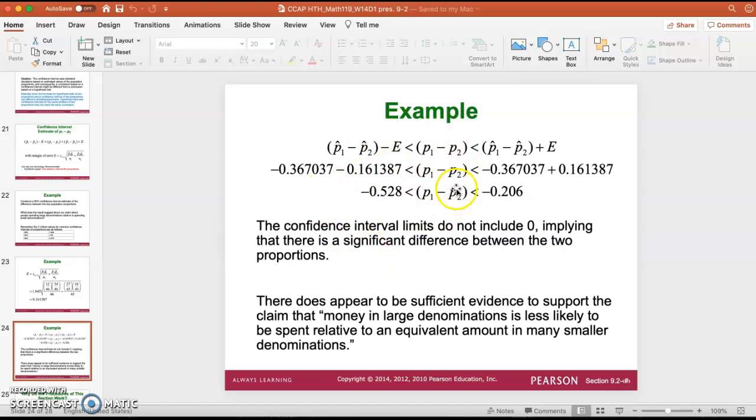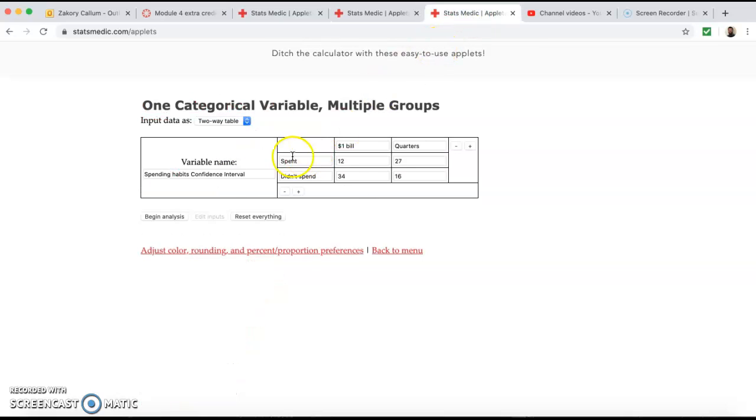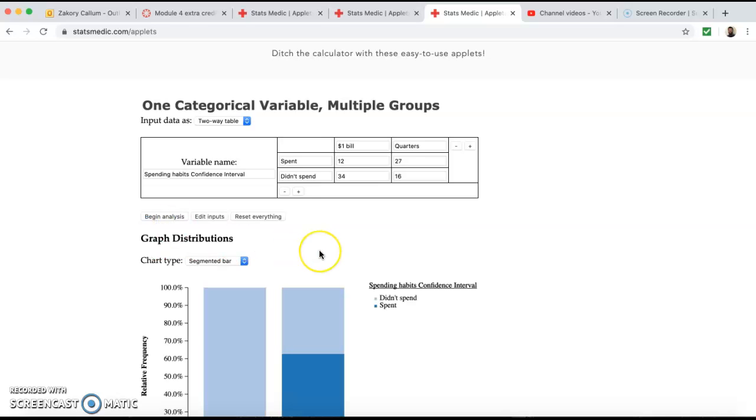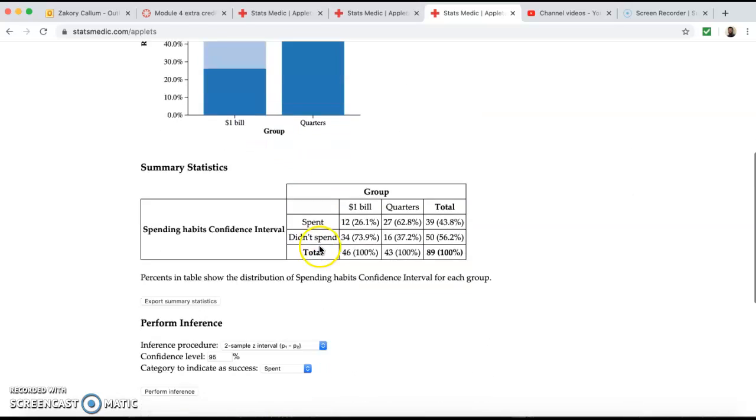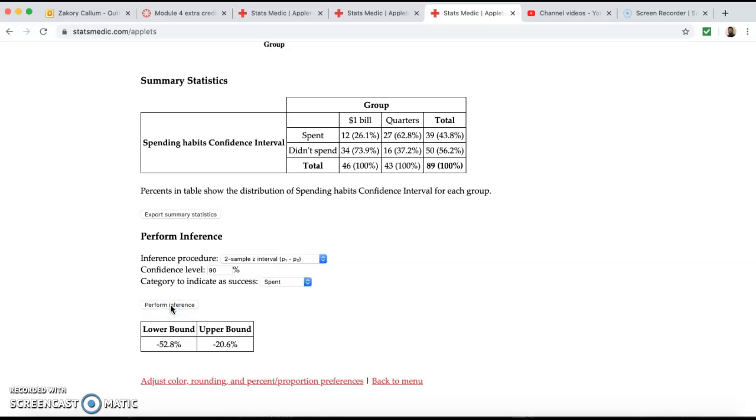I want to show you that you can get that same conclusion using an applet. This time you're going to use the two sample z interval for proportions. And just to save time, I typed in the same information here. I just click on begin analysis. Now I want to come down to the bottom, and I have to make sure I'm typing in the right confidence level. So type in 90 for this one. Make sure I'm looking at the spent variable in this case, then perform inference.